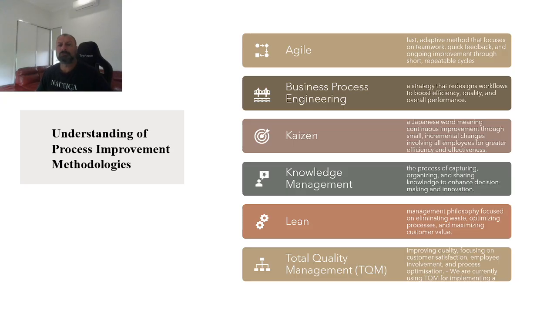But probably what was more suitable for the organisation I manage, Cane Growers, is Total Quality Management, abbreviated as TQM, an organisation-wide approach to improving quality, focusing on customer satisfaction, employee involvement and process optimization. We're currently using TQM for implementing a new payroll system for our members. The focus is on continuous improvement, customer satisfaction and employee involvement.